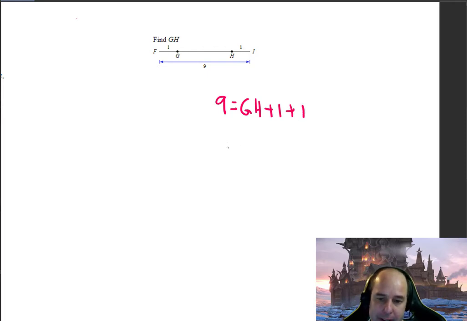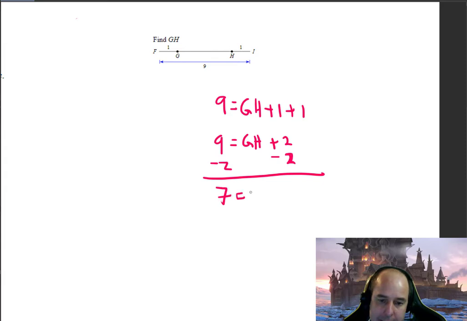If I combine these two, I now have GH plus 2 is equal to 9. Then you subtract the 2 on both sides. This is basic algebra. Subtract that 2, and you get 7 is equal to GH. So that tells us that GH is 7 units long. That's how I would solve that problem, because they asked me to find GH, and the value is 7.